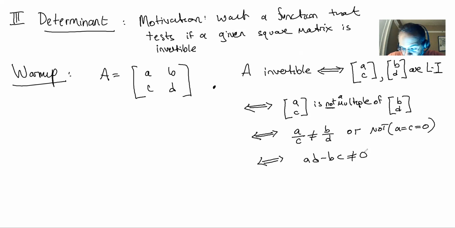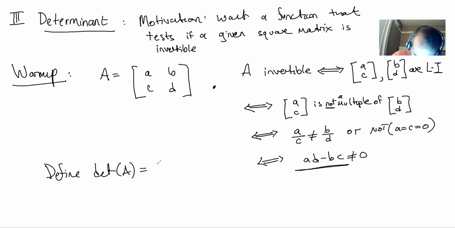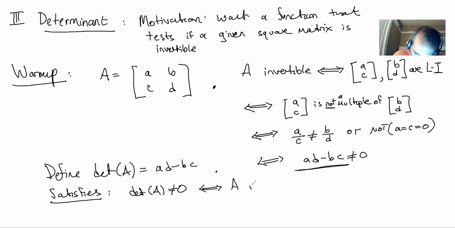So actually in the 2 by 2 case, we found a function. We define the determinant of A in the 2 by 2 case to be AD minus BC. And you have that the determinant is not zero if and only if A is invertible.